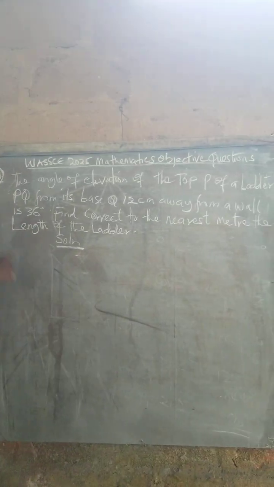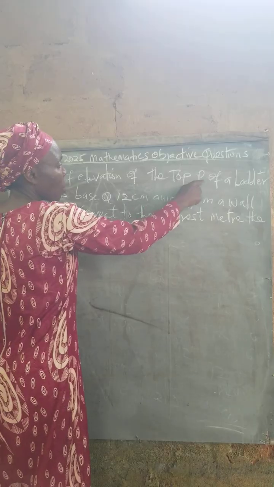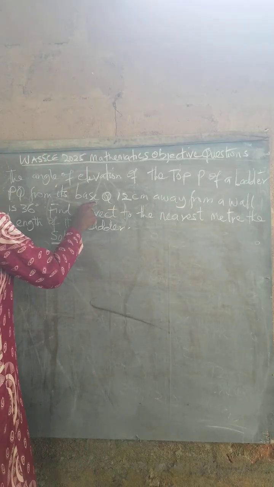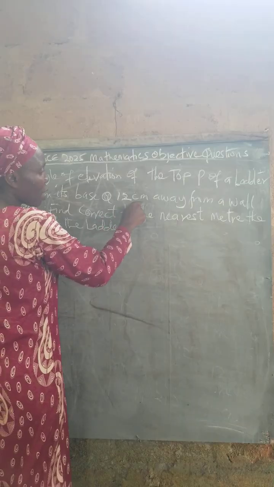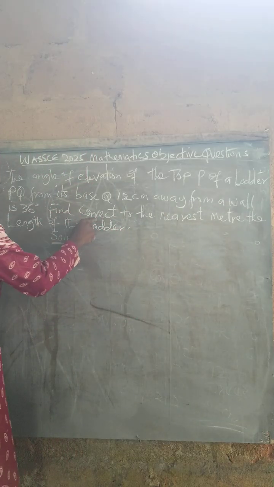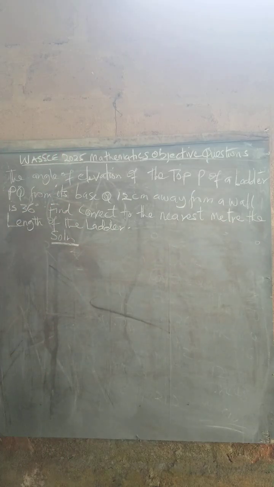This is question number 42. The angle of elevation of the top P of a ladder PQ from its base Q, 12 cm away from a wall, is 36 degrees. Find, correct to the nearest meter, the length of the ladder.